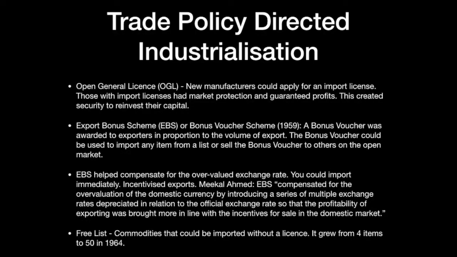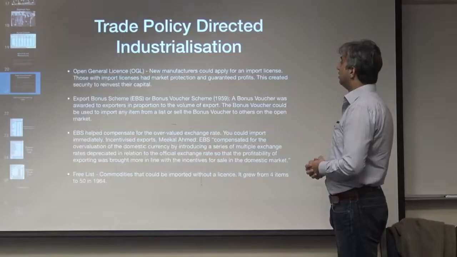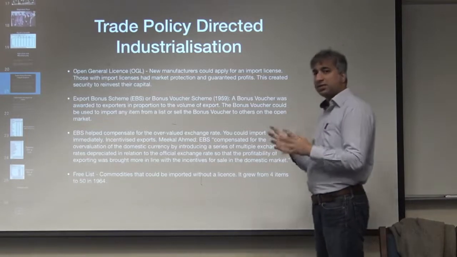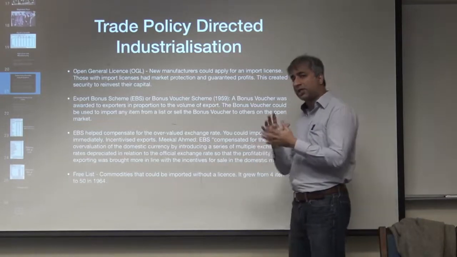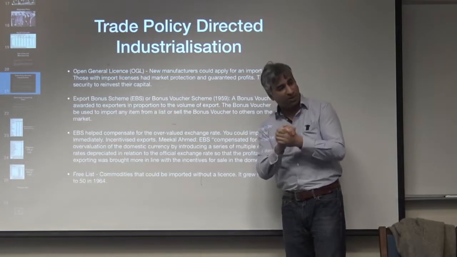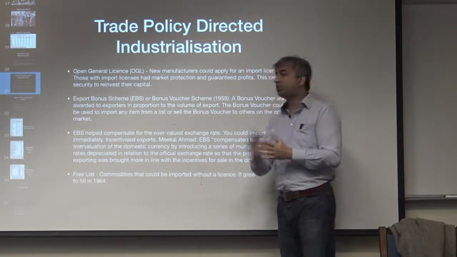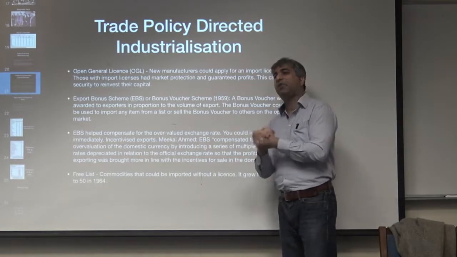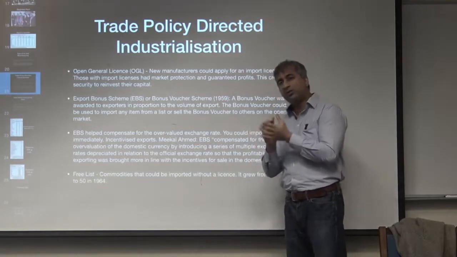Ayub's trade policy is similar to the 1950s. He creates the open general license scheme, which basically meant more manufacturers could apply for import licenses. These licenses meant that those particular manufacturers, exporters and importers had a monopoly on that particular trade, which is a sort of guarantee that they will do well. So the capital becomes very, very secure.